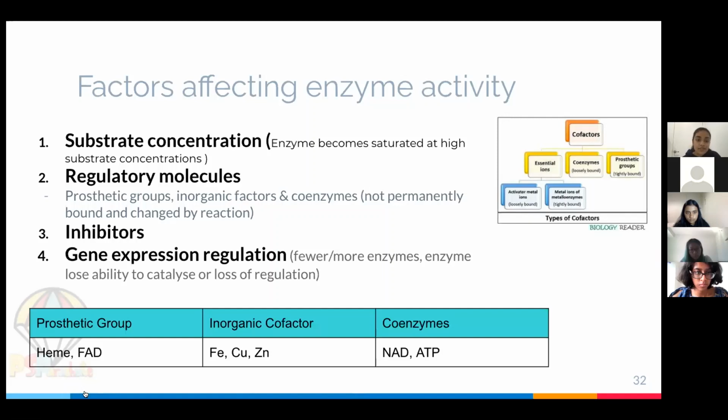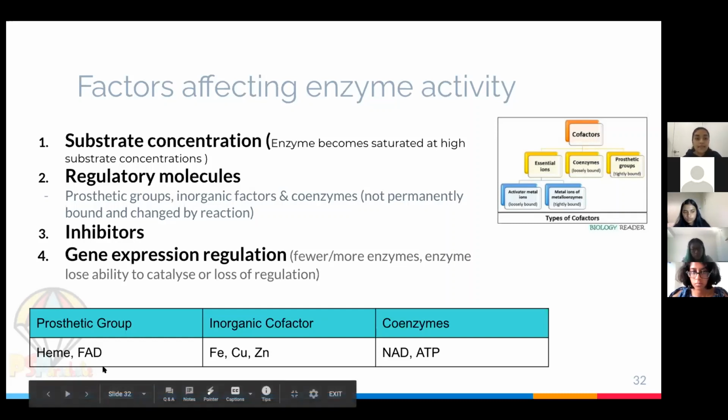There are also regulatory molecules. So you have prosthetic groups, inorganic factors, and coenzymes. Some examples of them are at the bottom. For example, some inorganic cofactors are iron and ions. Then you have coenzymes, which are NAD and ATP, and you also have prosthetic groups. You can also have inhibitors, which can stop or decrease the enzyme activity, and also gene expression regulation.